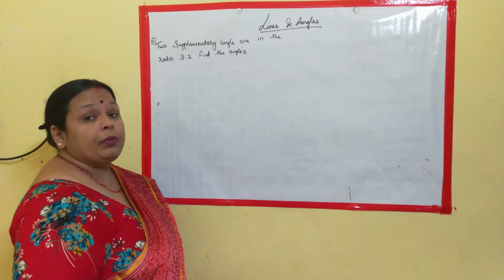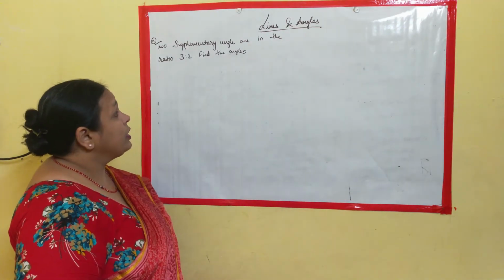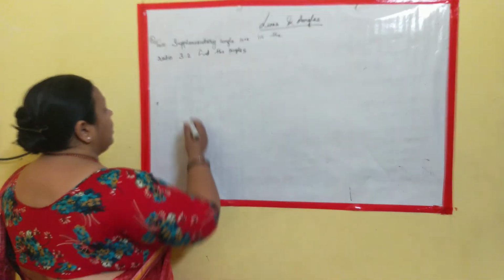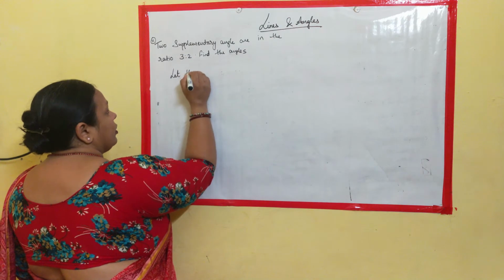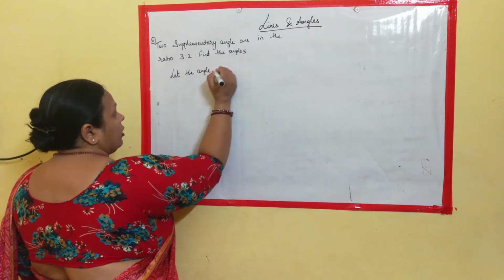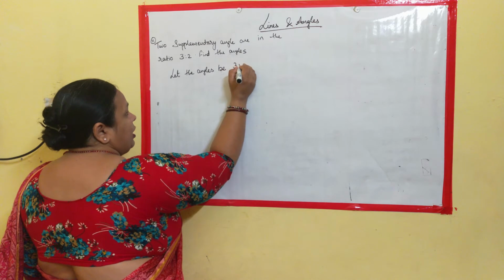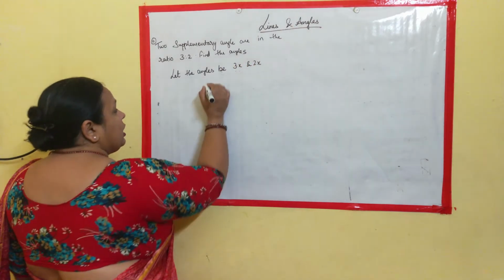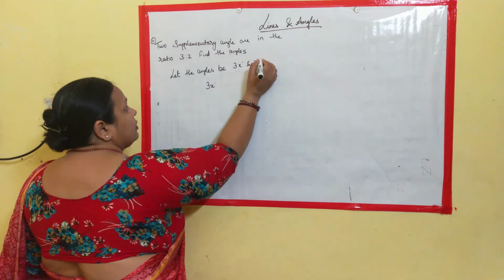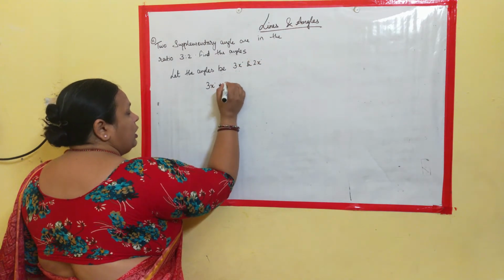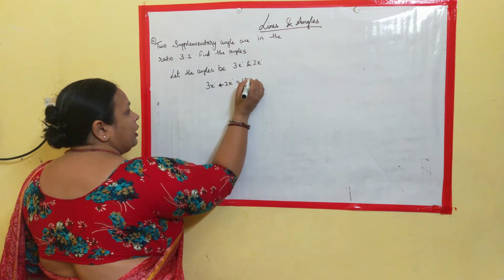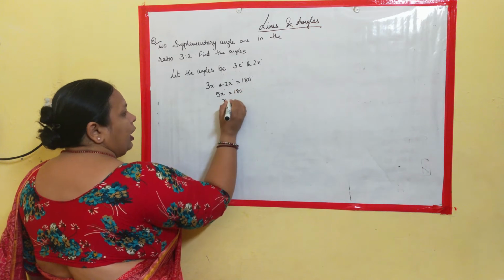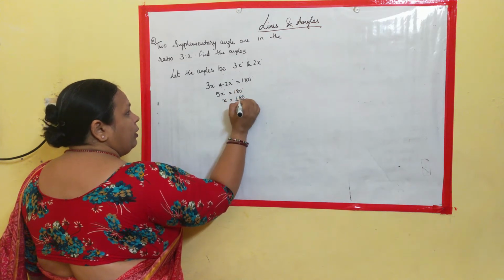Now, we'll take a few more examples. The second example says, two supplementary angles are in the ratio 3:2. Find the angles. Let the angles be 3x and 2x. Supplementary means the sum of these two angles is equal to 180 degree. So, this becomes 5x degree is 180, and x is equal to 180 by 5.